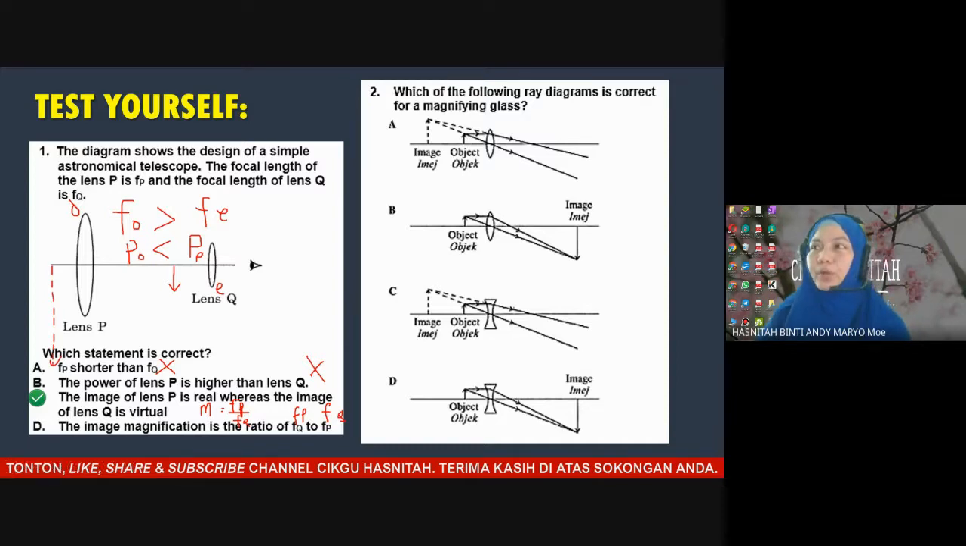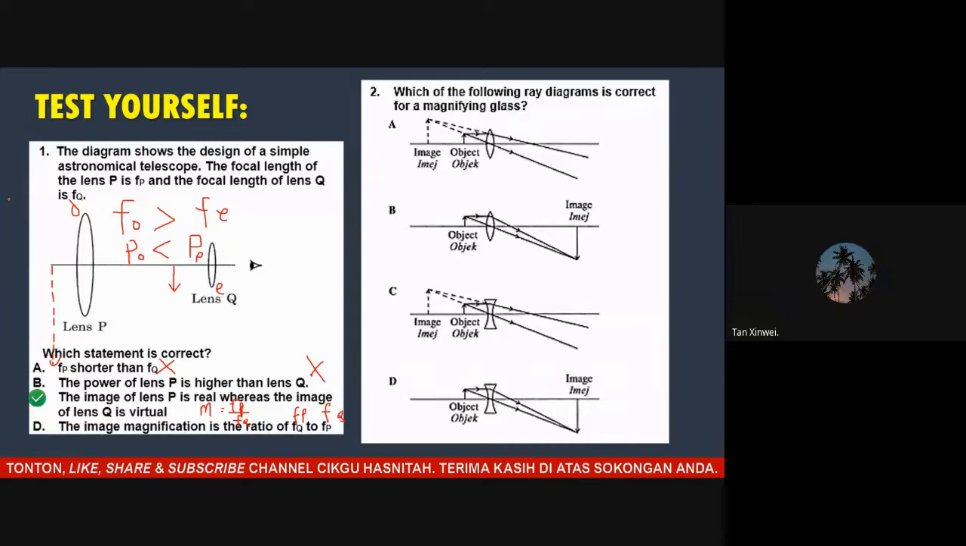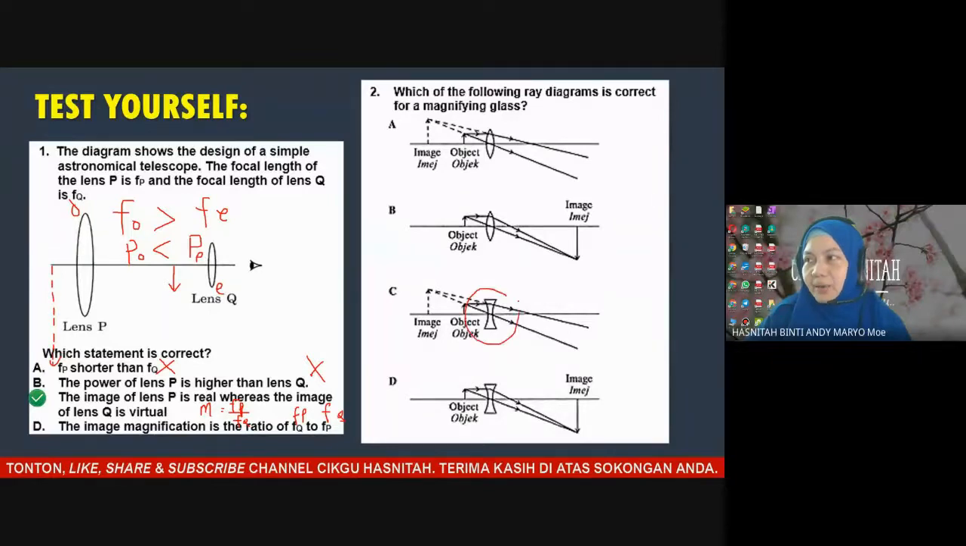Number 2. Which one of the following diagrams is correct for a magnifying glass? Do you remember the diagram for the magnifying glass just now? A, B, C, or D? Which first two can you reject? You can cancel them straight away. C and D. Why? Because they are concave. Yes, very good. A magnifying glass uses convex lenses, so you can reject these. So be alert. The answer is either A or B.